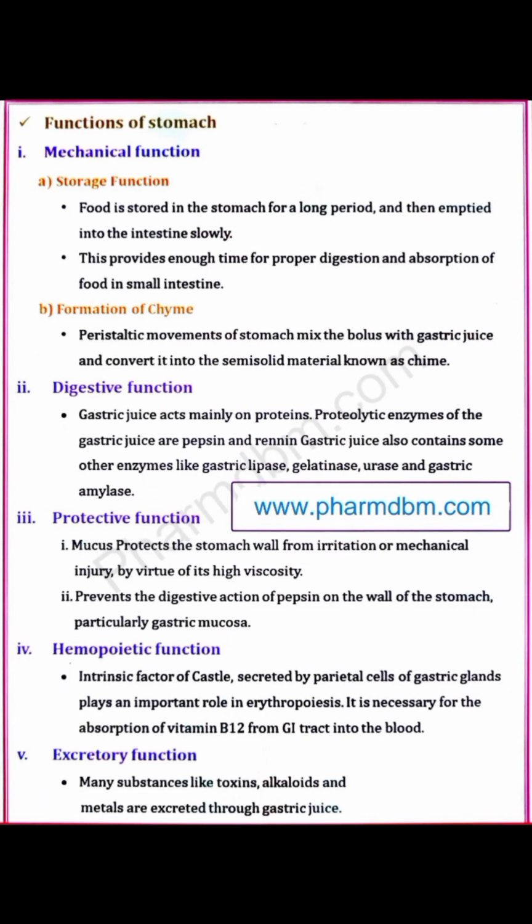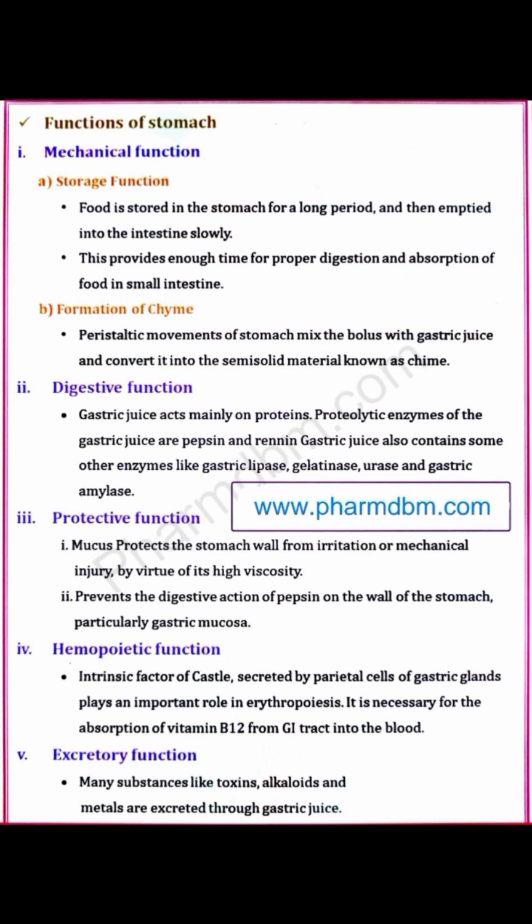Next, functions of stomach. There are 5 types of functions. First one, mechanical function, digestive function, protective function, hemopoietic function, excretory function. First one, mechanical function, is divided into 2 types, storage function and formation of chyme. A storage function: food is stored in the stomach for a long period of time and then emptied into the intestines slowly. This provides enough time for proper digestion and absorption of food in small intestine.